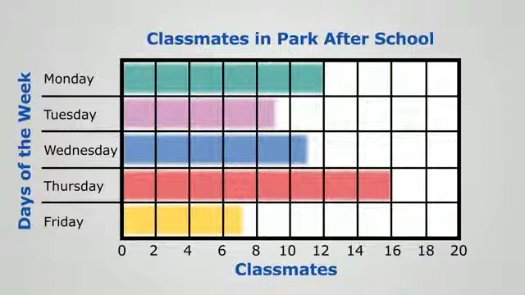On which day did the highest number of classmates play in the park after school? Thursday. How can you tell? The bar for Thursday is the longest. The fewest? Friday. Could there be a reason that Friday had the fewest classmates playing in the park? You are using the bar graph as an effective tool to interpret the representation of quantitative data.